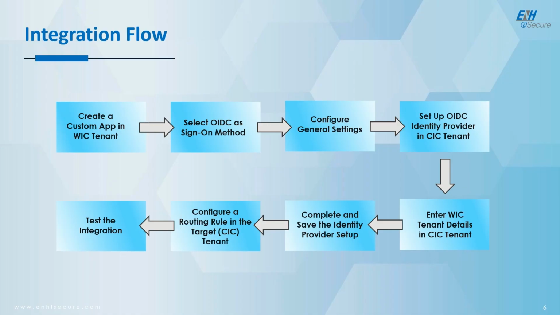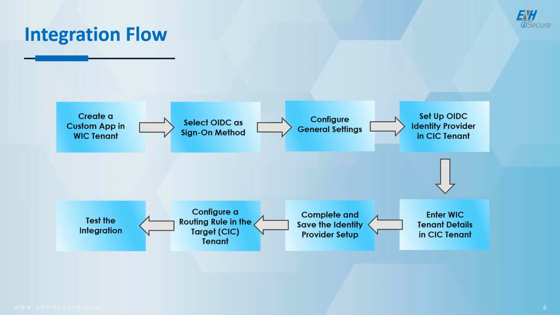While configuring the app, we provide essential details such as the application label and the base URL of the CIC tenant, ensuring authentication requests are correctly directed. Next, we move to the CIC tenant to configure the identity provider settings. Here, we add a new IDP and choose OpenID Connect as the protocol. We then enter the necessary information from the WIC tenant, including the Okta domain, client ID, client secret, and relevant endpoints, so CIC can securely communicate with WIC for authentication purposes.